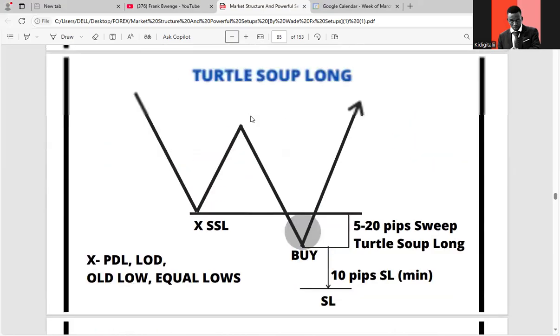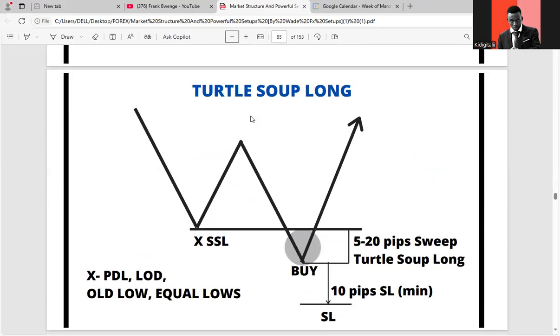But you can also use it in the other direction, where we're talking about turtle soup long. Here you can see we had our sell side liquidity, or sell stop liquidity. You can see the low was broken. Then the price moved down with the first breakout to take out that liquidity. Then you can see the market went up. The same concept: a 5 to 10 pips sweep, then 10 pips as the stop loss range.